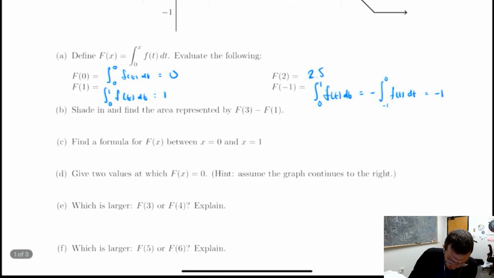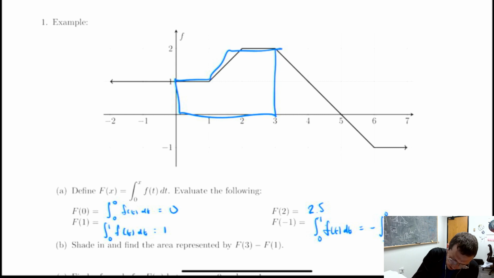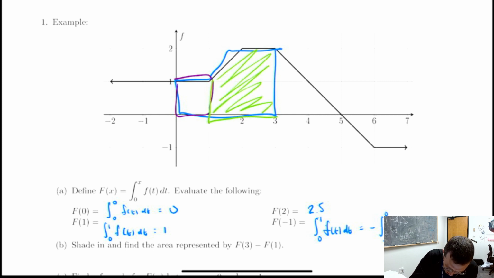Shade and find the area represented by capital F of 3 minus capital F of 1. Well, capital F of 3 is this area. Capital F of 1 is this area. So when I subtract the purple area from the blue area, what I'm left with is this area. It's the area between 1 and 3.